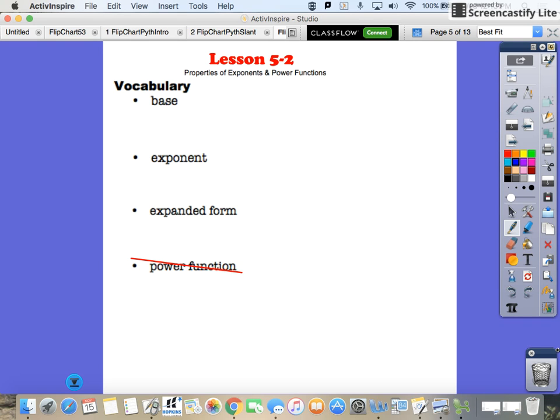This lesson is Algebra 2, Lesson 5.2 on properties of exponents. Before we start doing any examples, I want to define a couple of terms. The first term is base. In the example that I've drawn, 7 is the base. This is the number that will be repeatedly multiplied.